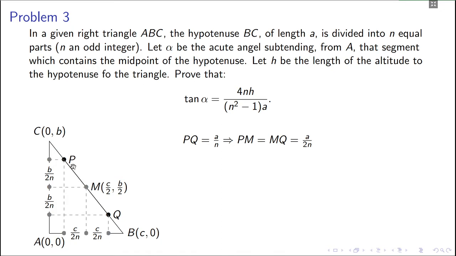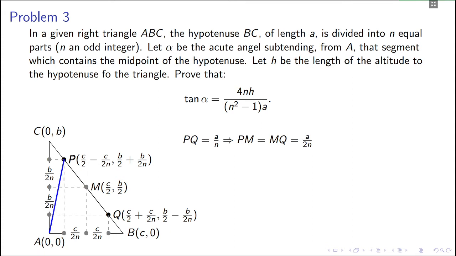So from there you can calculate the coordinate of P. It's c by 2 minus this much, so it's minus c by 2n, and y will increase: b by 2 plus b by 2n. So the coordinate of this will be c by 2 minus c by 2n and b by 2 plus b by 2n. Similarly, for the coordinate of this, the x coordinate will increase by c by 2n and y will decrease by b by 2n. So the coordinate of this is that.